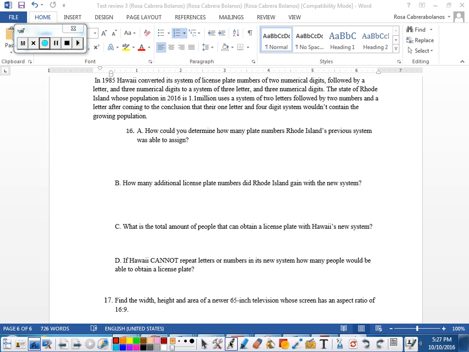So the previous system for Rhode Island was given there. They had 1 letter and 4 digits. So a letter and 4 digits, so number. There are 26 letters in the alphabet. 10 numbers from 0 to 9, so times 10, times 10, times 10, times 10. Whatever you get there, that's your final answer.